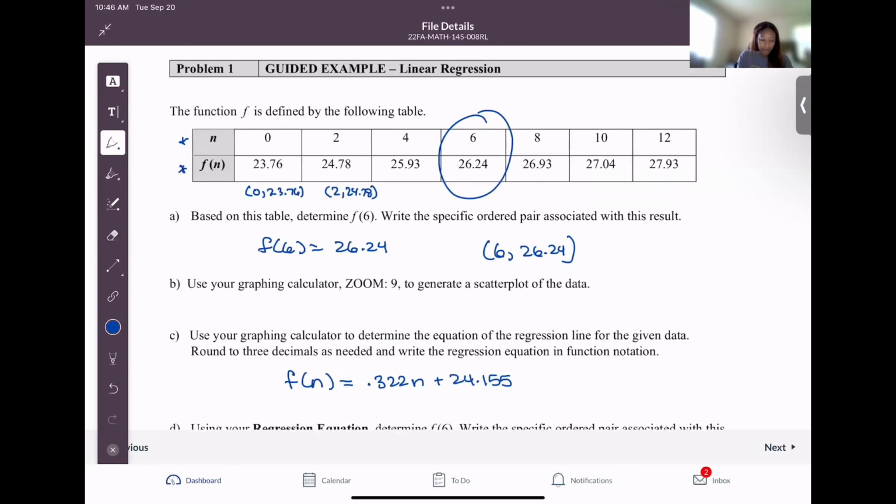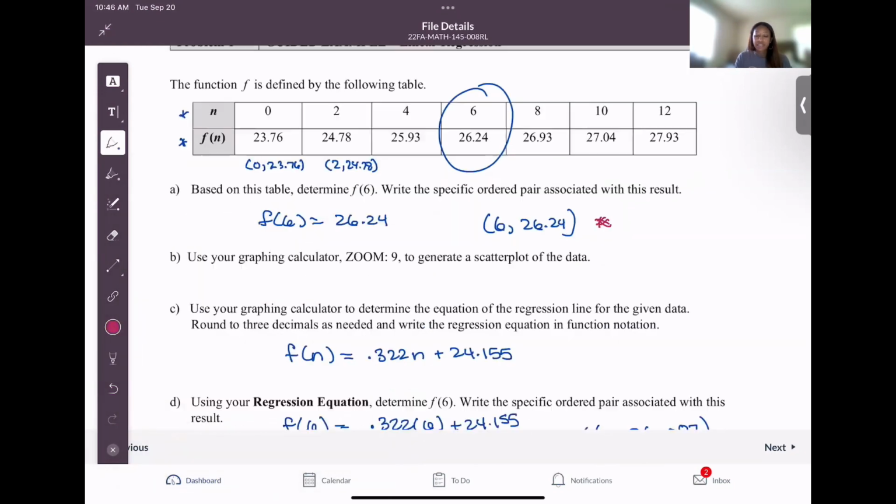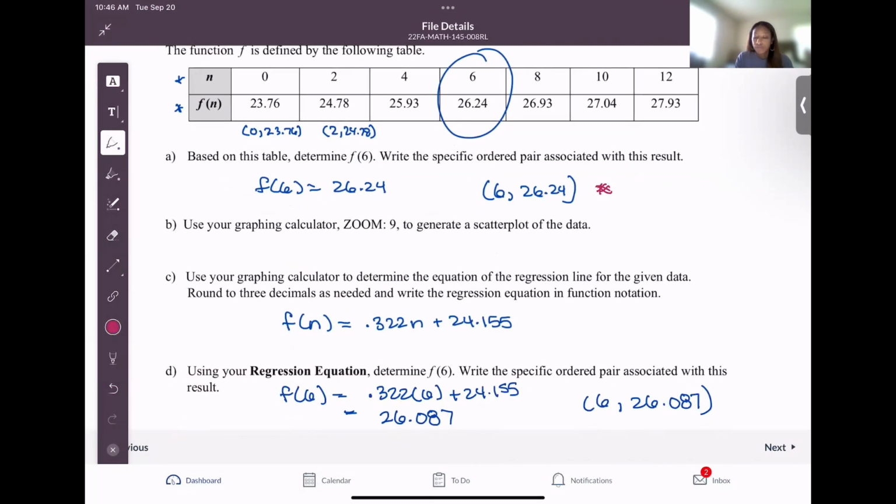Now, let's compare this with what we got in the table. In the table, we had 26.24 for the output. From the regression equation, we get 26.087. Are they exactly the same? No, but they are pretty close. Because remember, our regression equation gives us an approximation for what's happening with the table.